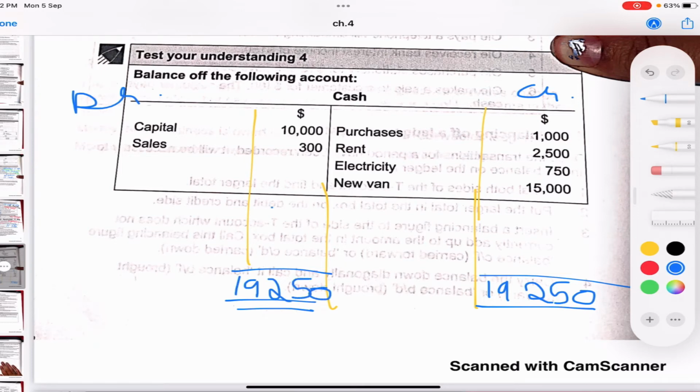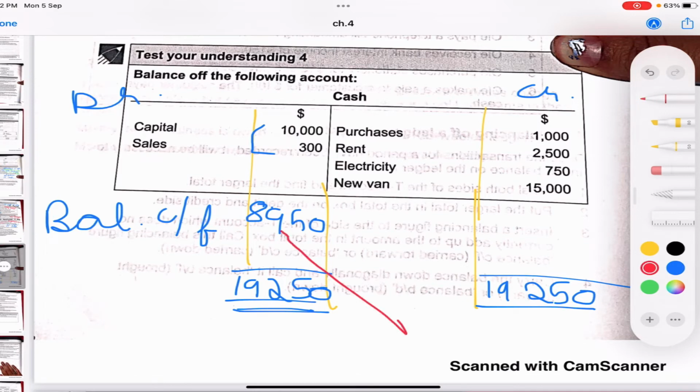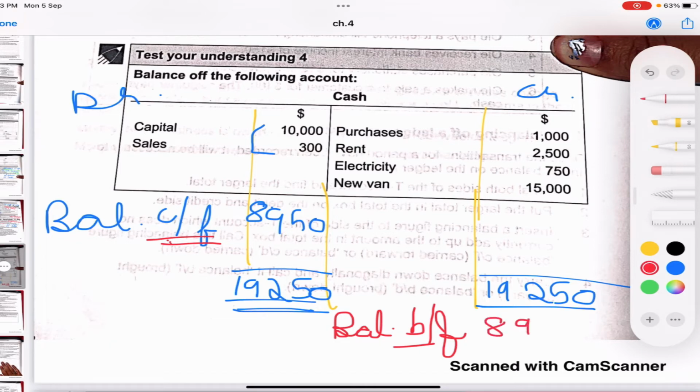Now here we need to do the balancing. So 19,250 minus 10,300 will be nothing but 8,950. So what will we write here? Tell me. We are going to carry it forward. So this is your balance carried forward. Now we're done with the totaling. So we have to take it diagonally here, right? So this is the balance brought forward from before, which we said we will carry forward, and here we have brought forward. We will just put the same thing here, which is 8,950. That's it. We're done.